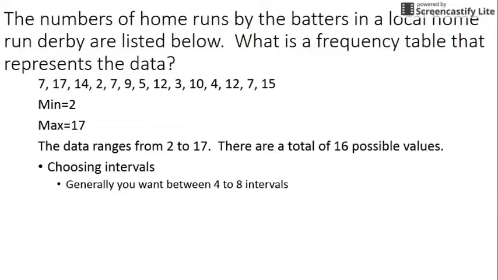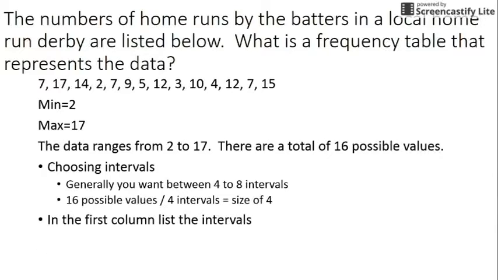Okay. That means we're going to be creating 4 groups. If I've got 16 total possible values and 4 groups that I want to make out of those numbers, that means each of my groups are going to have 4 numbers in it. All right, so this is our next step. Here's the reason why we found the min and the max: to figure out how many possible values. We take our possible values, which is 16, divide it by how many groups you want to make, in this case 4, and we've got a size of 4.